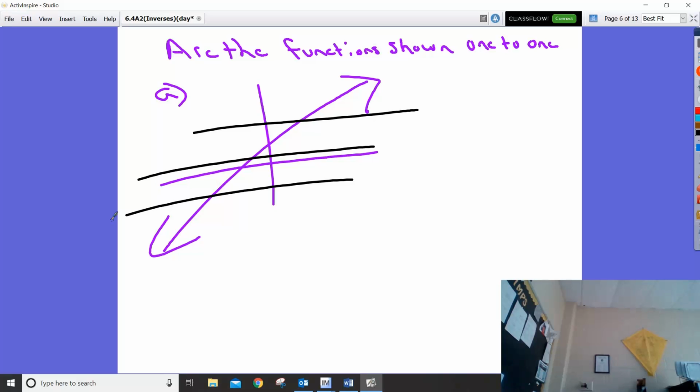Horizontal lines only touch how many times? Once, right? Now, the fact that a horizontal line only crosses it once means that the x only has one y, or vice versa. That's what it means.